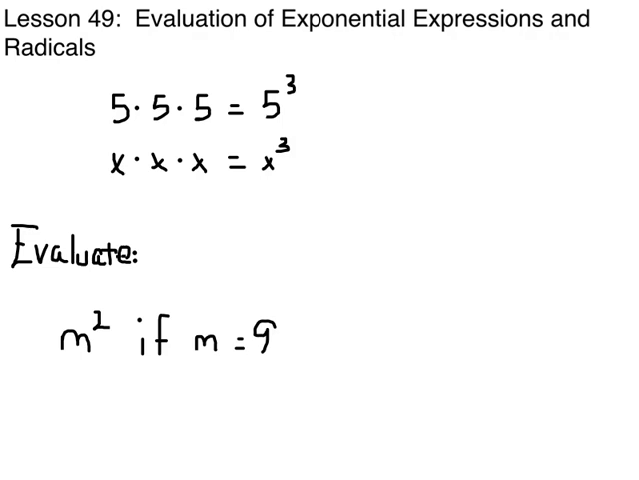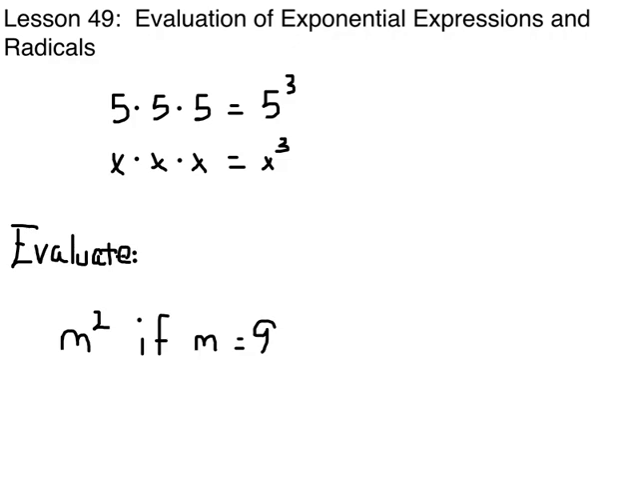Lesson 49 in Saxon's Algebra 1/2, second edition, is about evaluation of exponential expressions and radicals. Now remember, exponents are the powers of something, and radicals will have that square root.